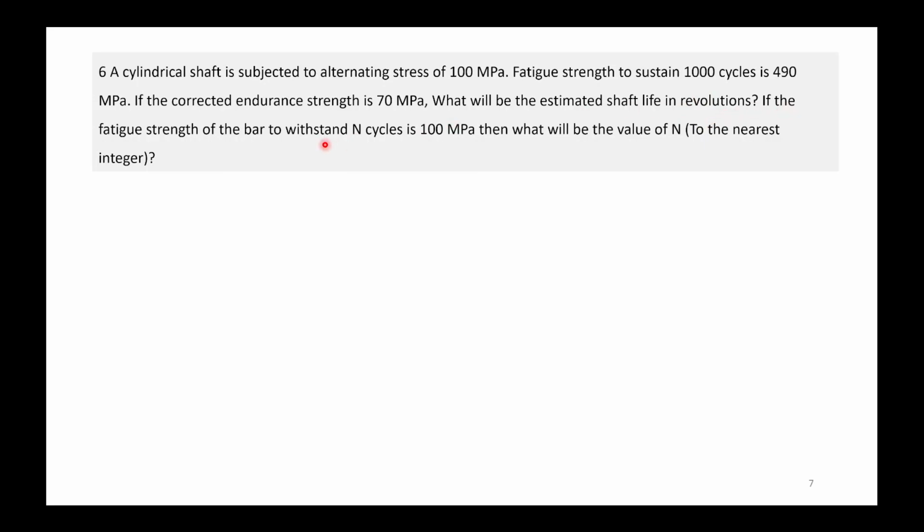And if the fatigue strength of the bar to withstand n cycles is 100 MPa, then what will be the value of n to the nearest integer?